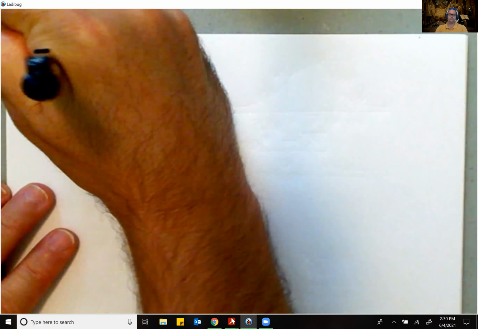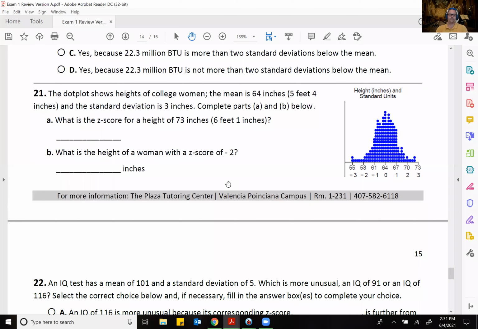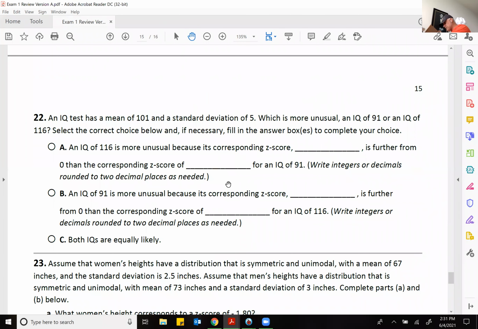Twenty-two. An IQ test has a mean of 100 and a standard deviation of 5. They want to know which one is more unusual. All right, so we've got a mean of 101, a standard deviation of 5. So in other words, I want to look at two z-scores, a z-score of 91 and a z-score of 116 to figure out which one is more unusual.